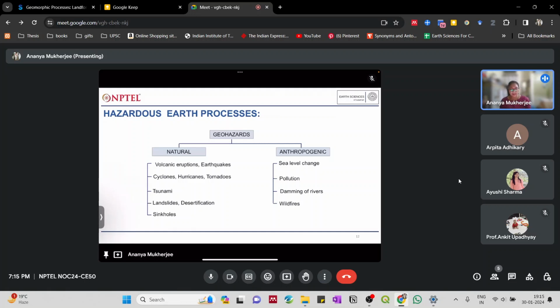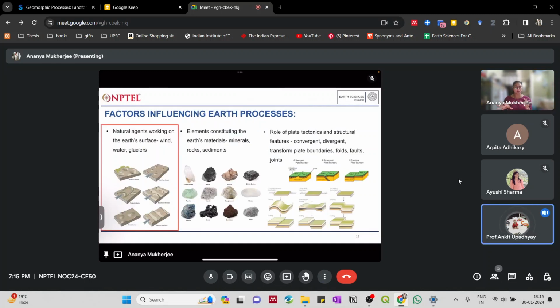But all the natural ones are caused due to either endogenic geomorphic processes that we have talked about, due to the plate movements, or exogenic, where a natural agent is causing these processes to occur. So there are factors. Ma'am, yes, how can wildfires be natural?